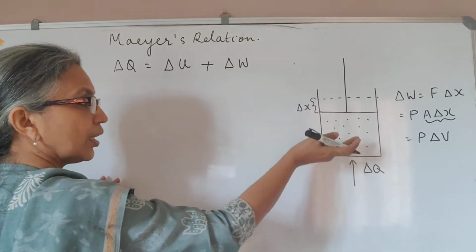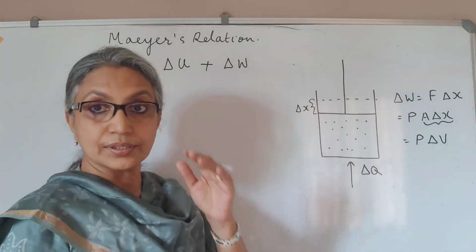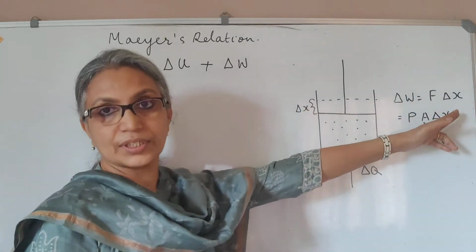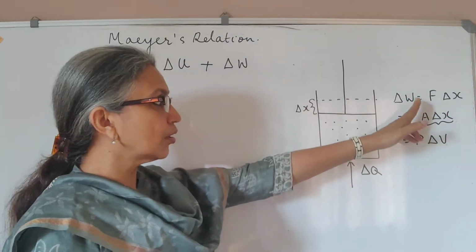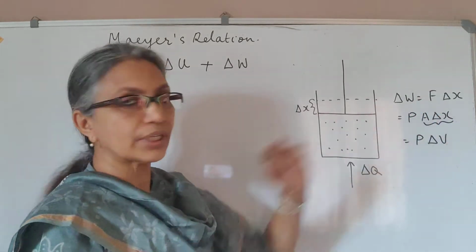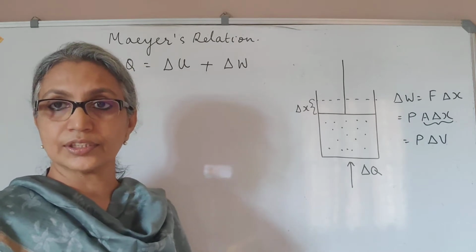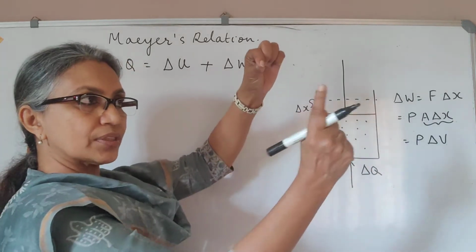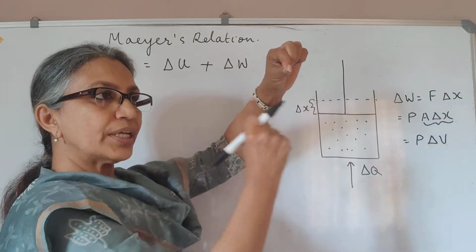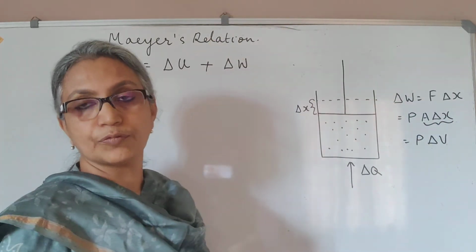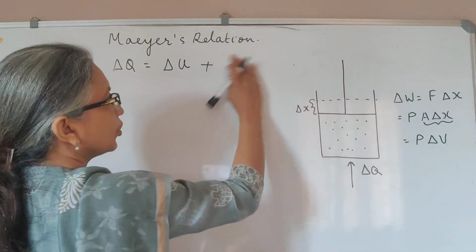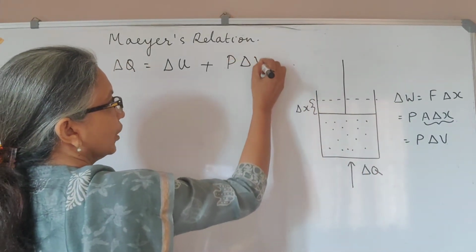That means if the gas is allowed to expand and push the piston up, then work is done, which is given by force into displacement. Force is pressure into area. But A into delta X actually gives the change in volume, because the piston has a base area A and displacement delta X. So base area into displacement gives the change in volume. So you may replace this delta W with P delta V.